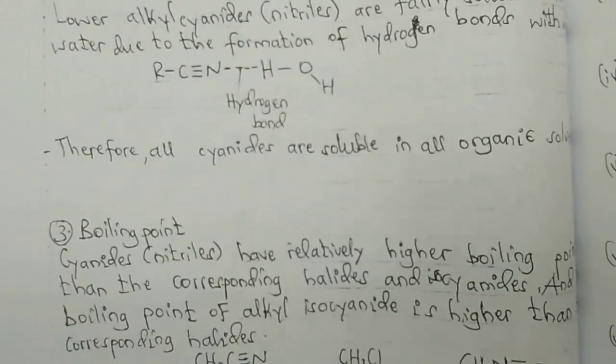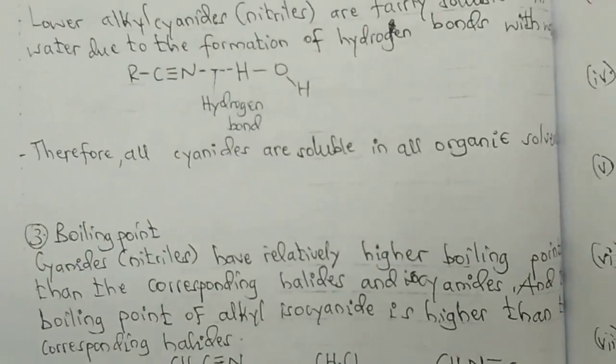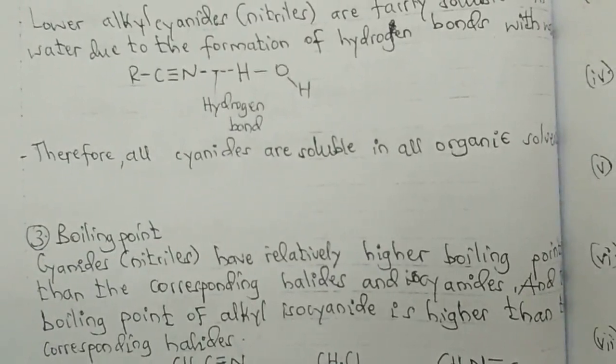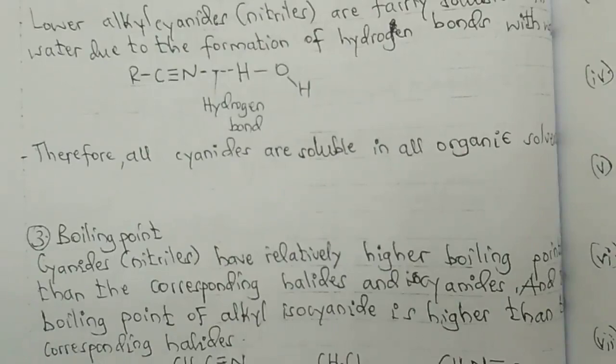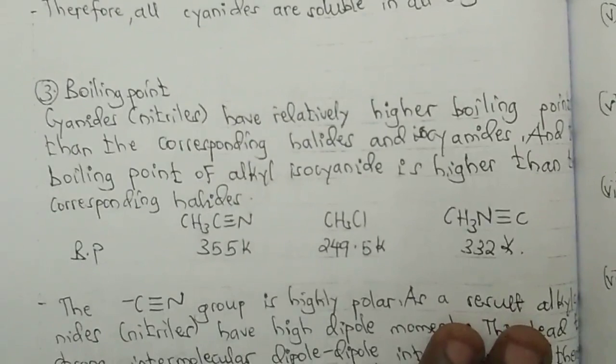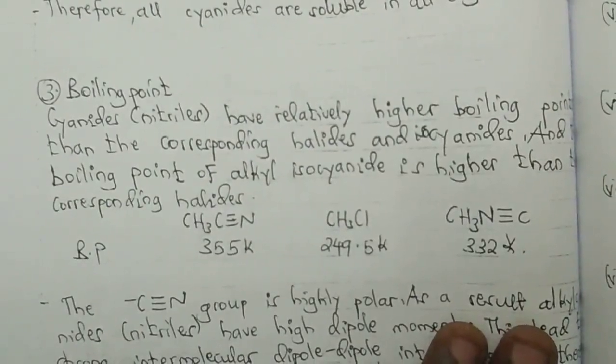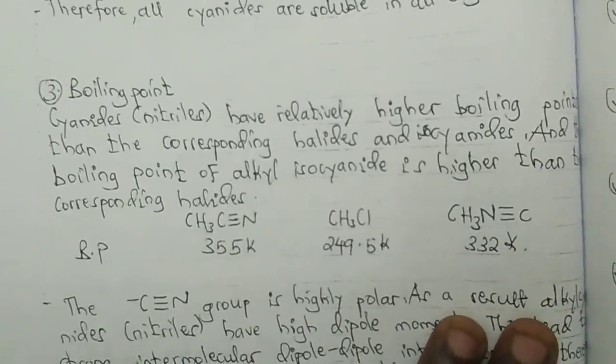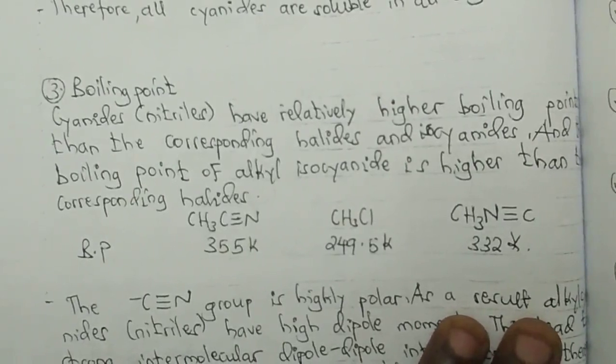Lower alkyl cyanide or nitrile are fairly soluble in water due to the formation of hydrogen bond. Therefore, all cyanides are soluble in all organic solvents. In terms of boiling point, cyanide or nitrile have relatively high boiling point than corresponding halides or isocyanide, and the boiling point of alkyl cyanide is higher than the corresponding halide.